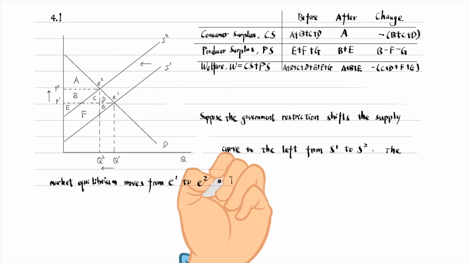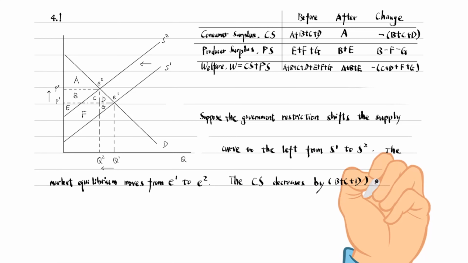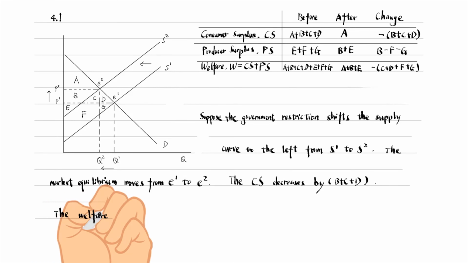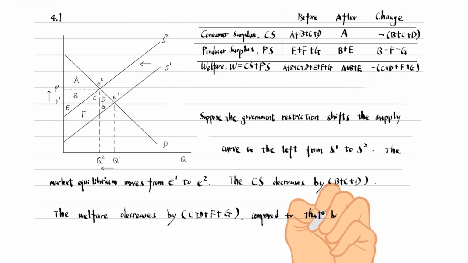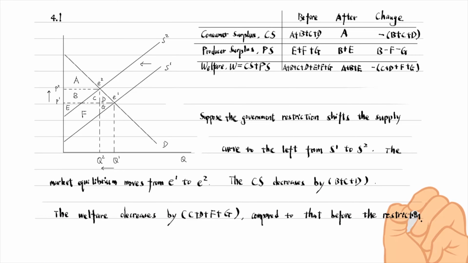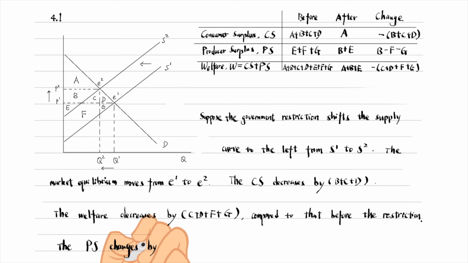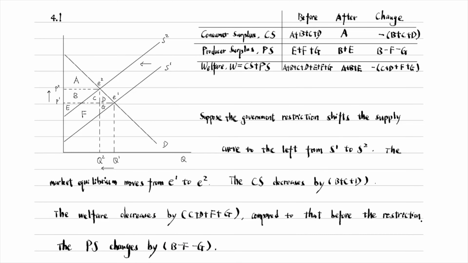The consumer surplus decreases by the area of B plus C plus D. The welfare, measured by the sum of consumer surplus and producer surplus, decreases by the area of C plus D plus F plus G, compared to the welfare before the restriction. The producer surplus changes by the area of B minus F minus G. It is uncertain whether it increases or decreases.